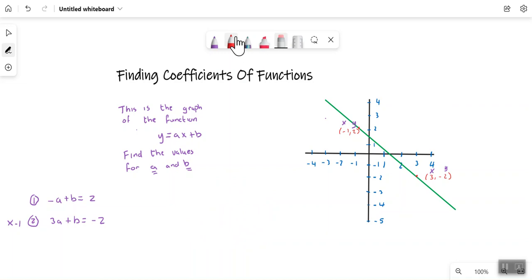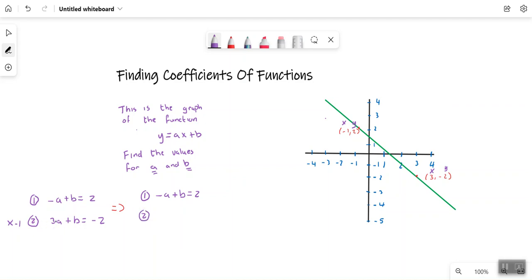So we can multiply everything in the equation and then rewrite the equation. We're not doing anything to equation 1, so we'll just leave that the way that it is. So it's -a plus b is equal to 2. And then equation 2, we're going to manipulate it by multiplying everything by minus 1.